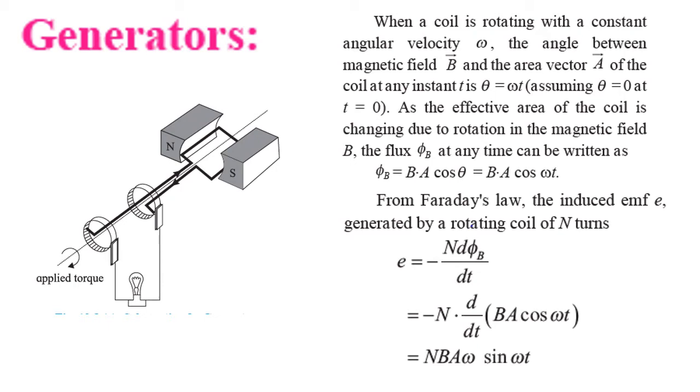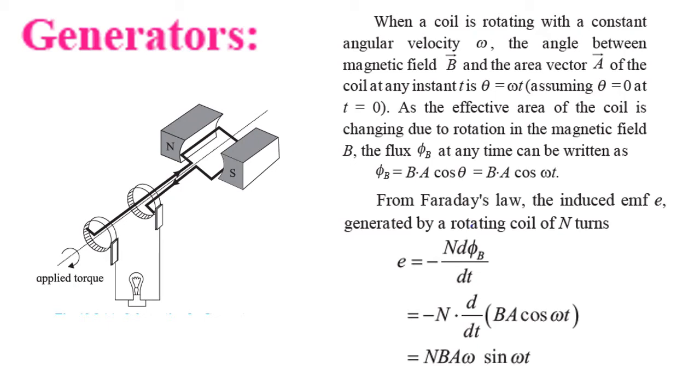So when a coil is rotated with the angular velocity omega, the angle between the magnetic field vector B and the area vector A of a coil at any instant of time is theta, which is equal to omega t. At time t equal to 0, we can assume theta is equal to 0.